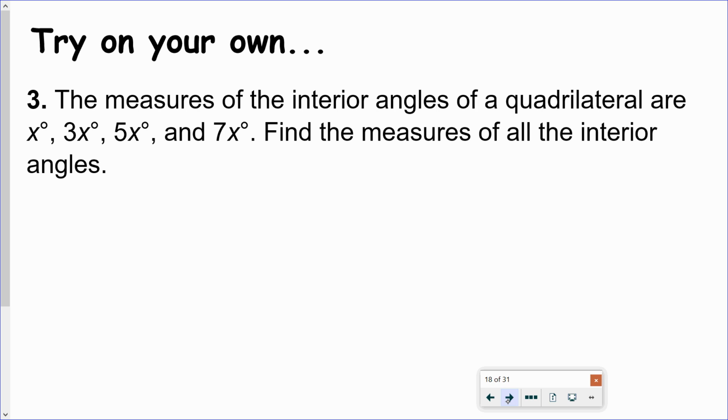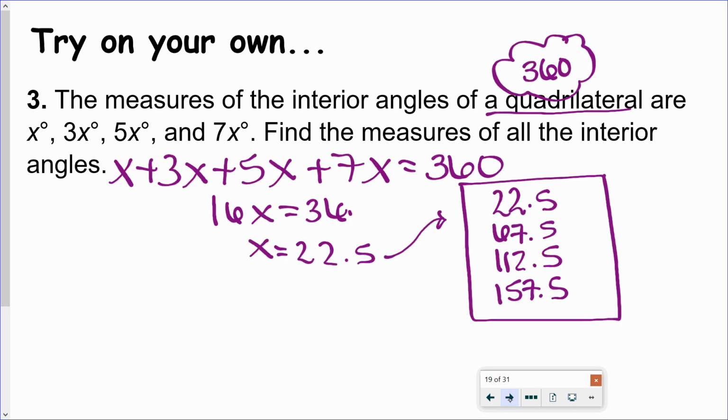Once again, it's 4 angles because there's an X, a 3X, a 5X, and a 7X. Find the measure of all of them. So when you find X, hopefully you got 22.5, you're going to go ahead and plug it in. Now, one way to check your answer is if you were to add all of these up, do they equal 360 degrees? Okay, so that's one way to double check your answer. That is how I checked my answer.